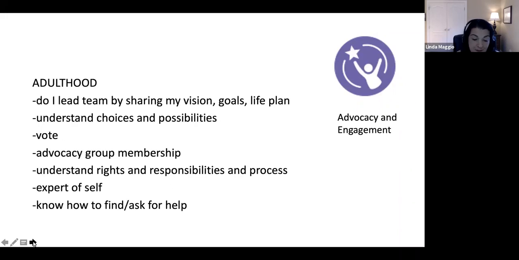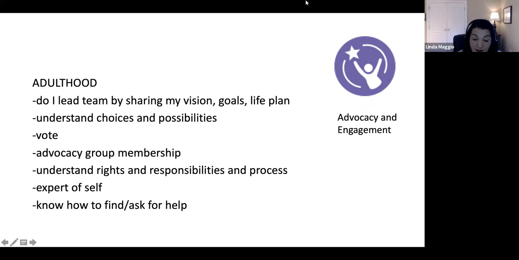Adulthood. You want to make sure that they lead the team by sharing their vision, goals, and life plan. Again, lifecoursetools.com has great tools on there for that. Make sure they vote. They're old enough now. Another thing they can do in addition to voting is usually the voting places are always looking for volunteers. So on voting day, they can volunteer. They can also get involved in local campaigns.